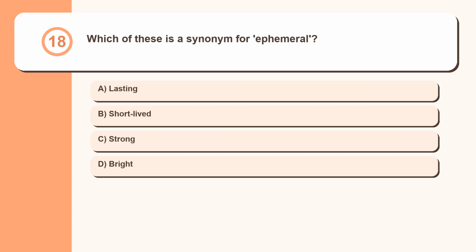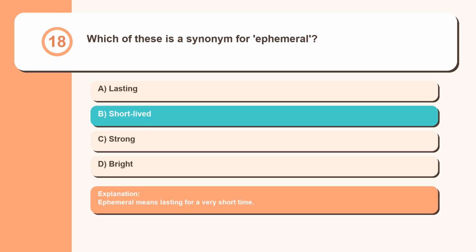Question 18. Which of these is a synonym for ephemeral? Lasting, short-lived, strong, bright. Ephemeral means lasting for a very short time.